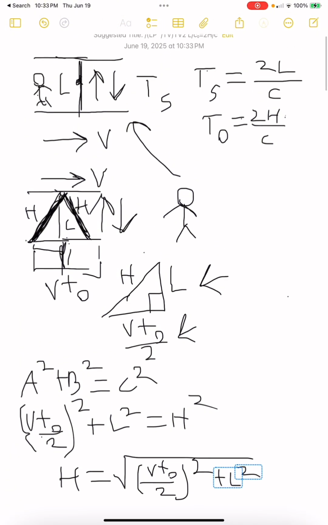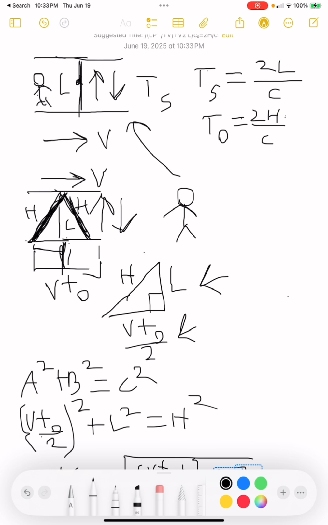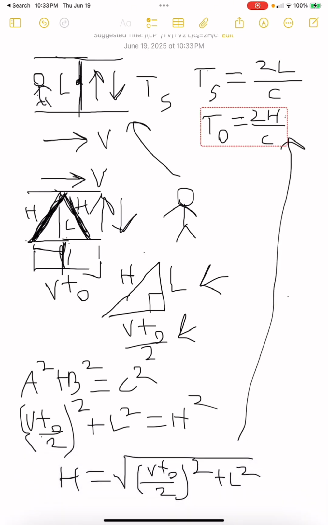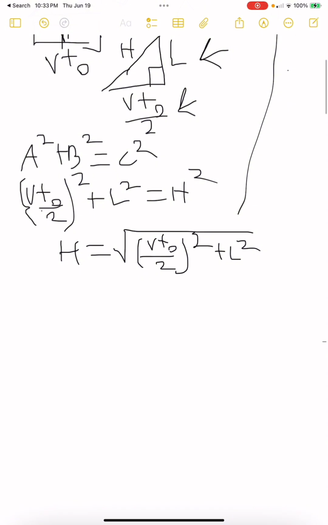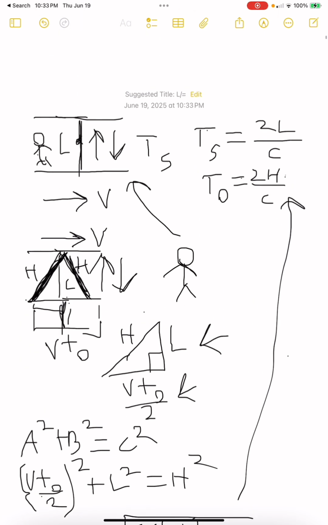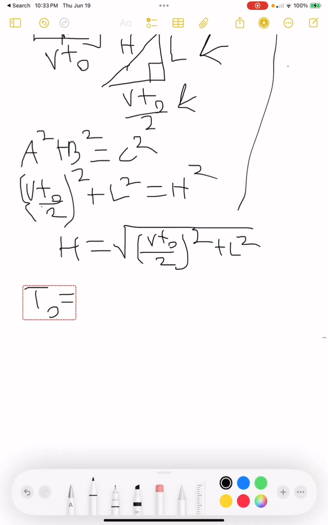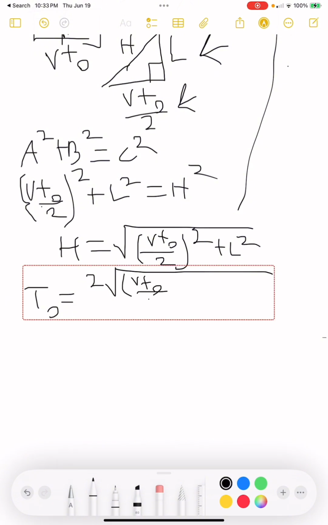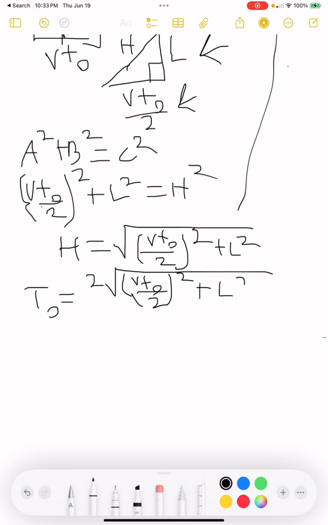So we can just plug this right into this equation right here. And we will get that t of 0 is equal to 2 times the square root of (v t of 0 over 2) squared plus L squared, over c.